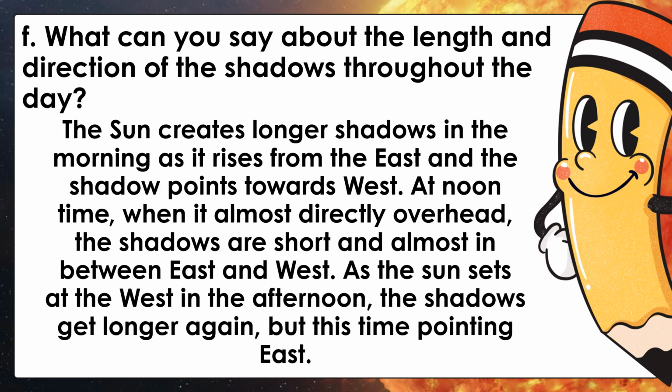F. What can you say about the length and direction of the shadows throughout the day? The sun creates longer shadows in the morning as it rises from the east and the shadow points towards west. At noontime, when it is almost directly overhead, the shadows are short and almost in between east and west. As the sun sets at the west in the afternoon, the shadows get longer again, but this time pointing east.